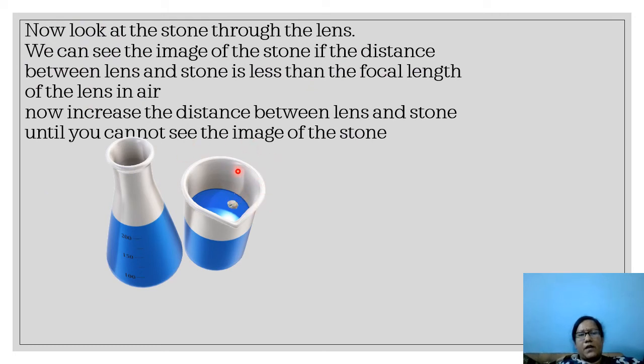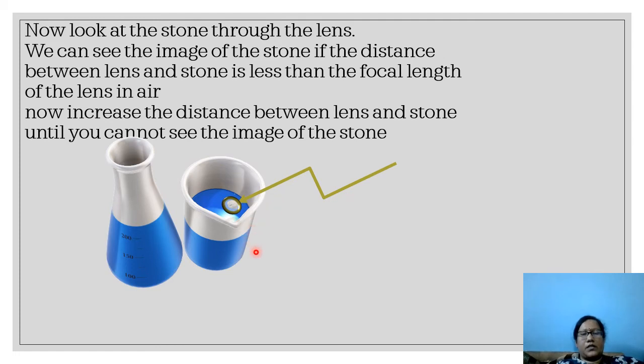If the distance between the lens and stone is less than the focal length of the lens, we cannot see the image. Now increase the distance between the lens and stone. So we can see the image. Increase until you can no longer see the image of the stone. Now we can see the clear image.